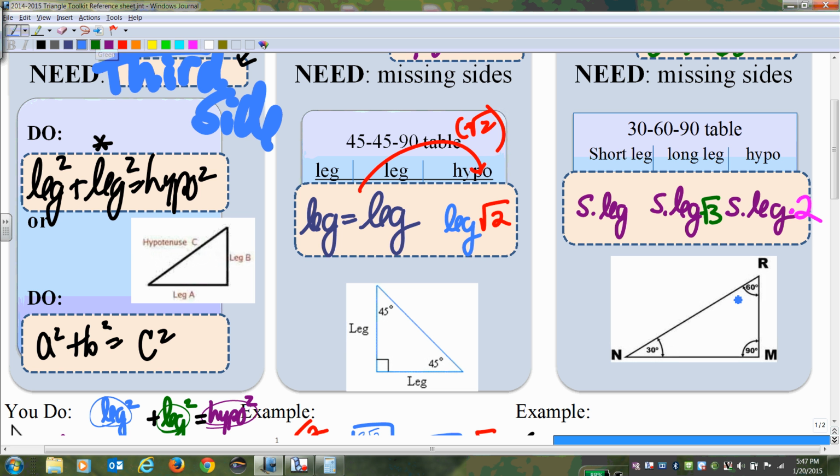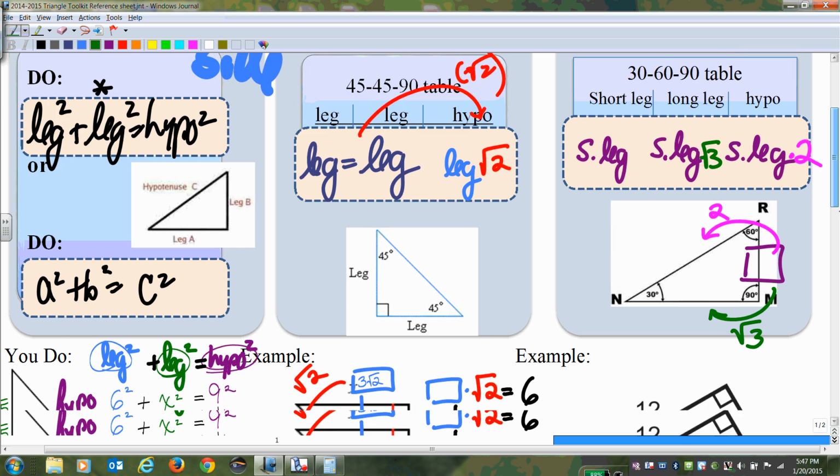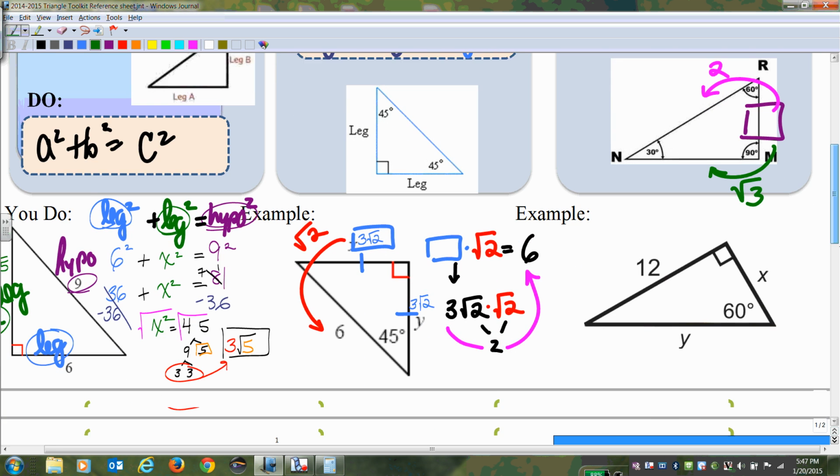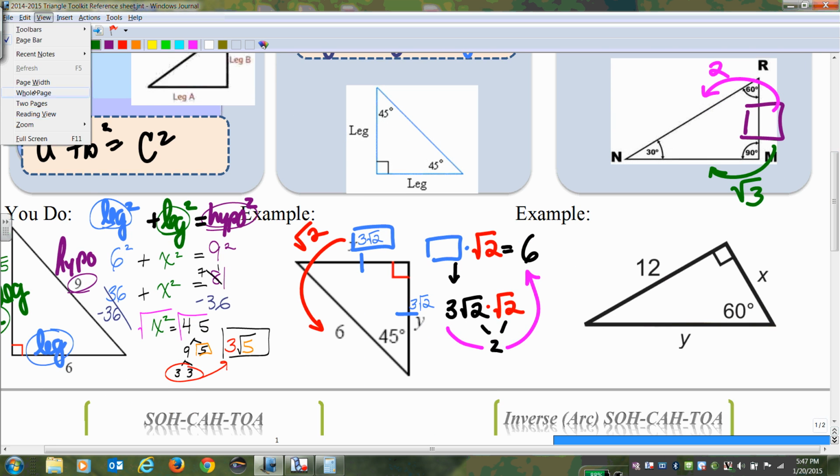So everything goes back to the short leg. It's really important you identify that. And to go to the hypo, you times by 2. And to go to the long leg, you times by root 3. So sample problem.